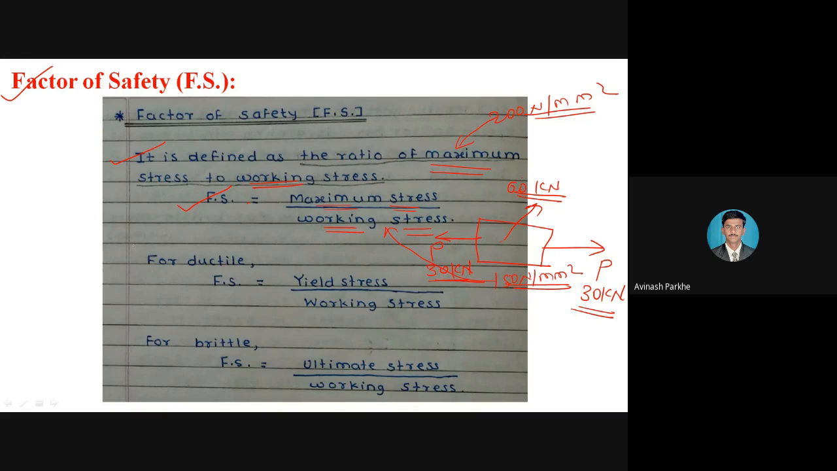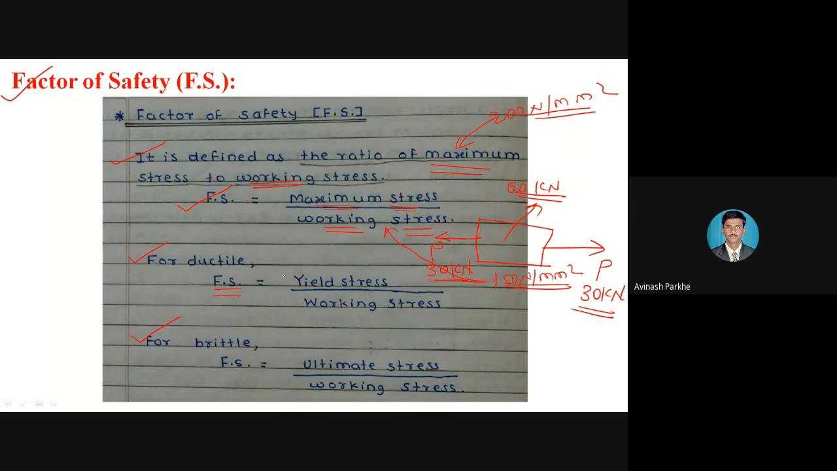Now we have to define this particular definition for the ductile material and for the brittle material. Just now we have discussed the stress strain diagram for the ductile material and the stress strain diagram for the brittle material. And as we know, in case of a ductile material, the yield stress or yield point, or we can say upper yield point, will be considered as the maximum stress point. Therefore, factor of safety is equal to, simple definition, maximum stress upon working stress.